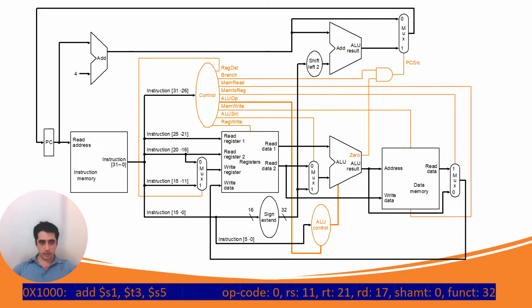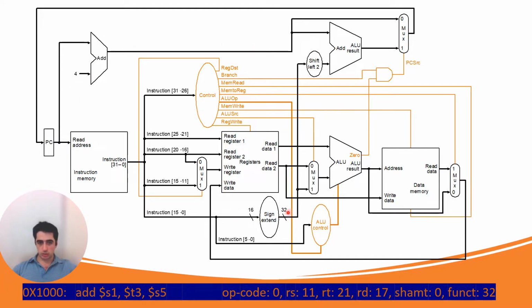Hi, this video illustrates the data path for the following instruction: add S1 T3 S5, when it's executed on a MIPS single cycle CPU. Here is the single cycle architecture of MIPS.